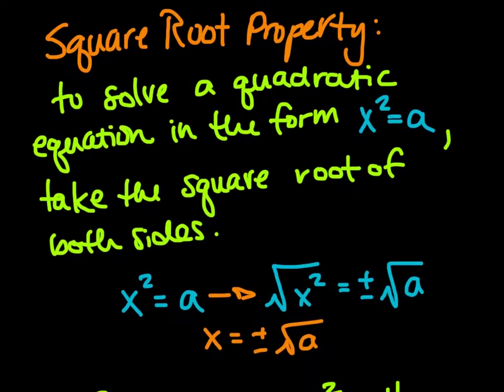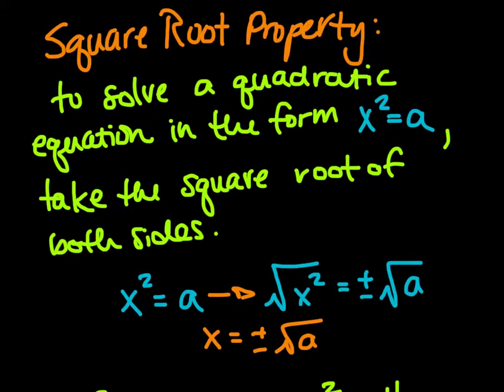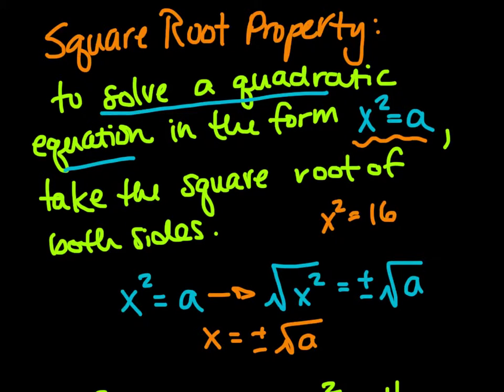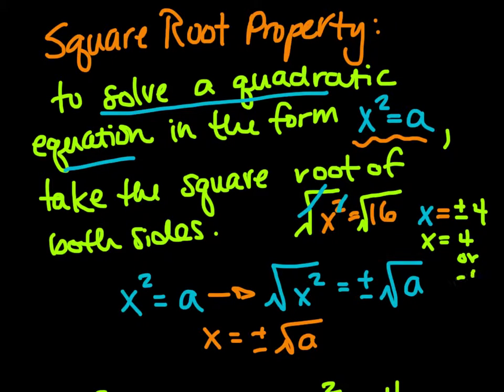So to start out with, square root property. This is something we need to know and be able to do well. We need to be able to solve a quadratic equation in the form x squared equals a, so x squared equals a number, x squared equals 16, let's say, and take the square root of both sides. The square root of x squared, that essentially undoes the squaring, so we just simply have x. And that is equal to the square root of 16, which is either plus or minus 4. So x could equal a positive 4 or a negative 4, either one.